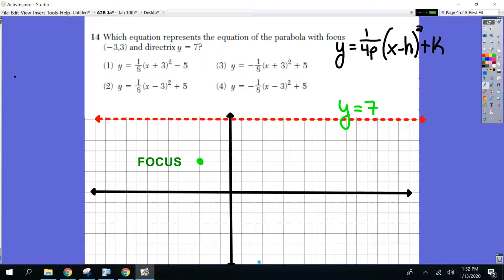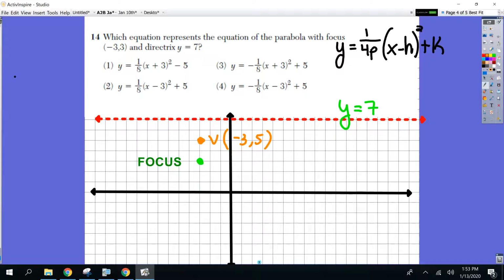The key to doing these problems, got to know what point. Vertex, got to know the vertex. You tell me, focus and directrix, where's the vertex located? In between them. Halfway in between. So it looks like I got a distance of 1, 2, 3, 4, halfway in between. There it is. I'll call it V. And that point's going to be -3, 5. Yep.